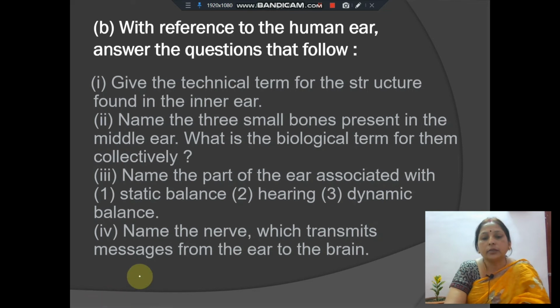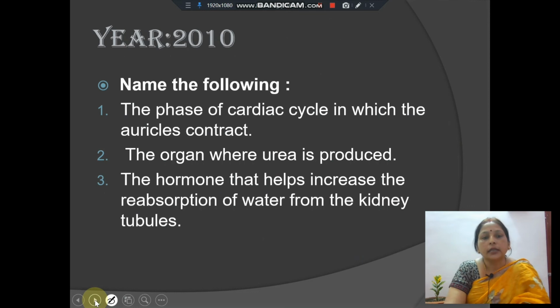Name the nerve which transmits messages from ear to brain. From ear, auditory nerves. From eye to brain, it is optic. From ear to brain, it is auditory nerve. Next slide. The phase of the cardiac cycle in which the auricles contract. This is auricular systole or atrial systole. The organ where urea is produced, liver. The hormone that helps increase the reabsorption of water from the kidney, it is vasopressin.